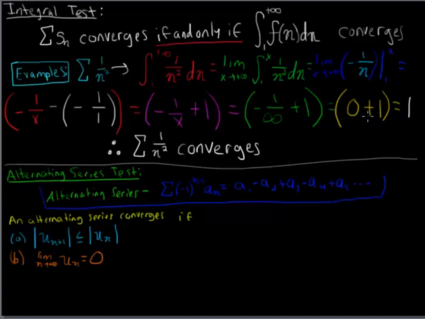So 0 plus 1 equals 1, and since that converges, then 1 over n squared also converges.